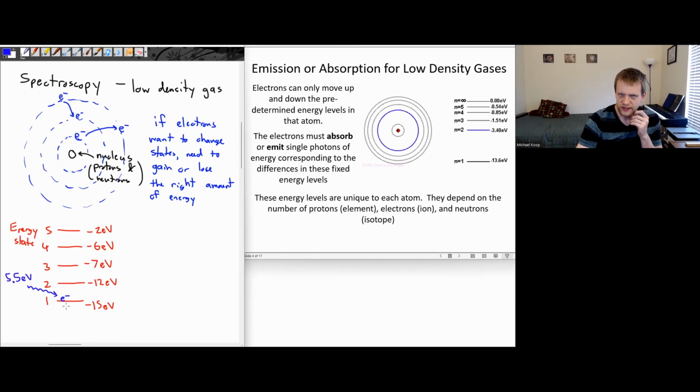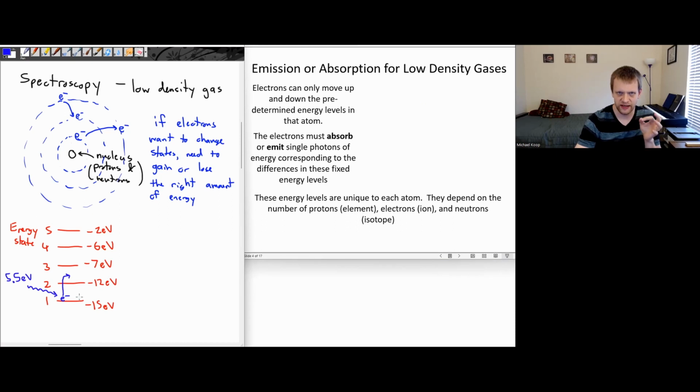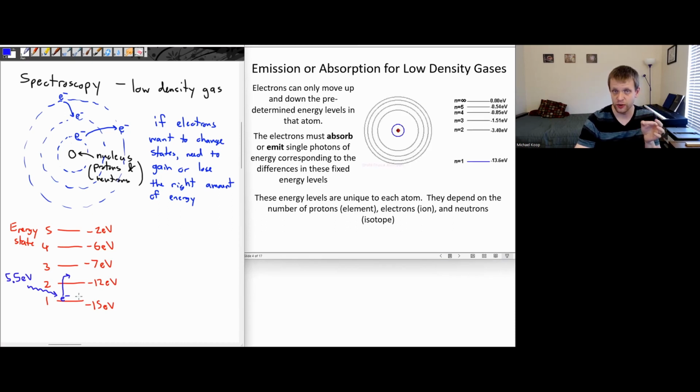Well, if this electron tried to absorb that photon, it's going to be somewhere in between these two states. It's not going to land in a final energy state that's allowed for this particular type of atom. So this photon that's coming through here with a certain amount of energy, it's just not going to be absorbed by this electron. That one will not be absorbed. That one will just fly right through the atom and be completely unaffected.